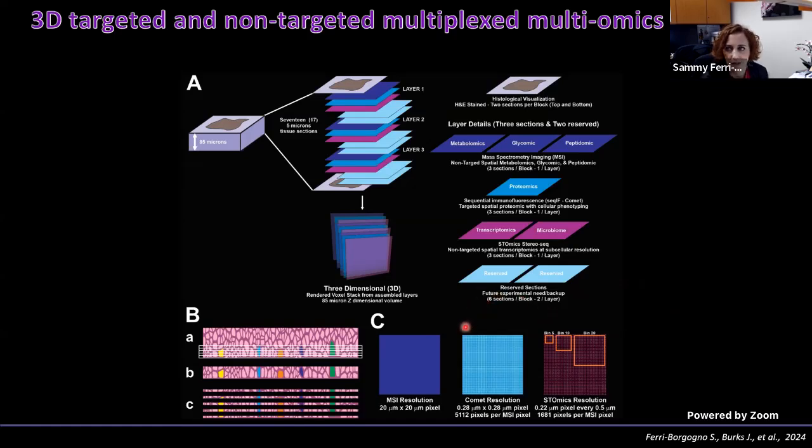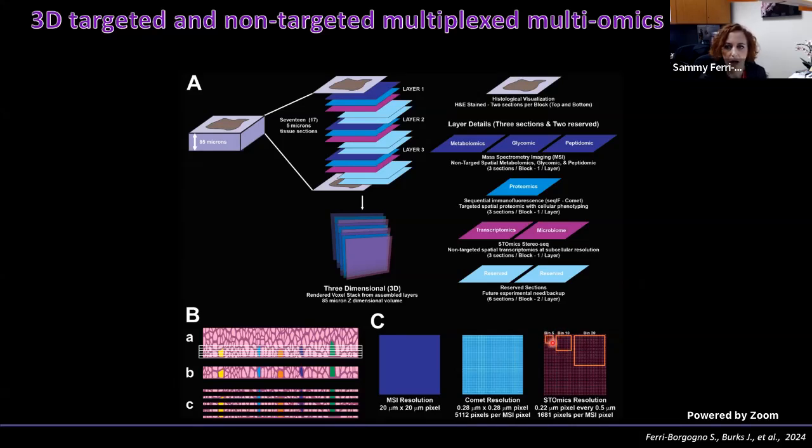One thing that I would like to point out for those who are not familiar with these technologies is the difference in resolution, which is always very important to account for when doing multi-omics analysis. For the mass spectrometry imaging, we utilized a resolution of 20 by 20 micron pixels. For the COMET, the resolution is 0.28 by 0.28 micron pixels. And for the STOMICS, each pixel is 0.22 microns, and it's separated by 0.5 microns of space. So when we did this analysis at the beginning of the year, we had to utilize bin analysis, meaning we had to group together a cluster of pixels.